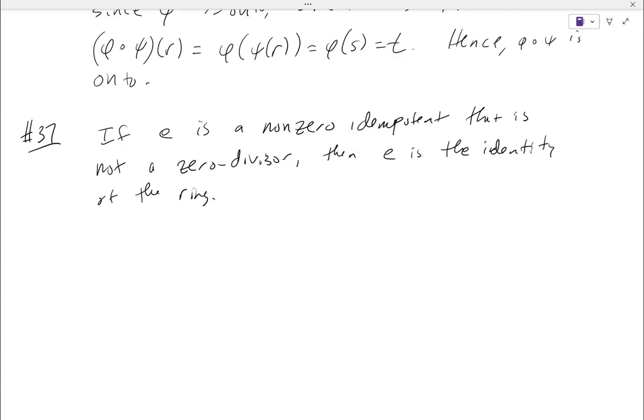So if it's going to be the identity, then I need to show that if I start with an element in the ring and multiply it by that E, I get back to the element I started with, or the other way around as well, right?